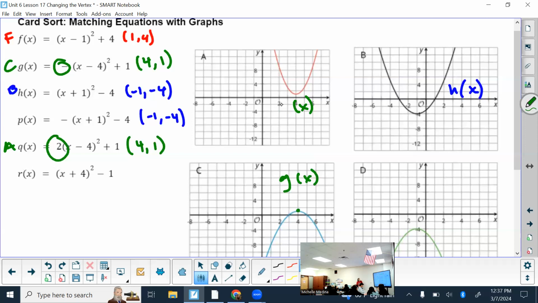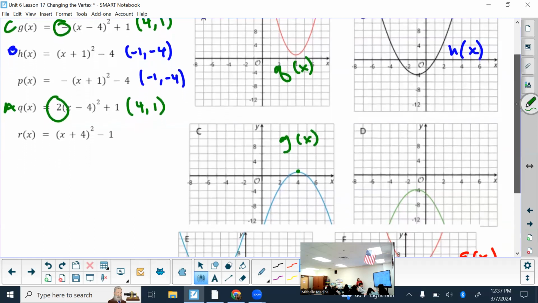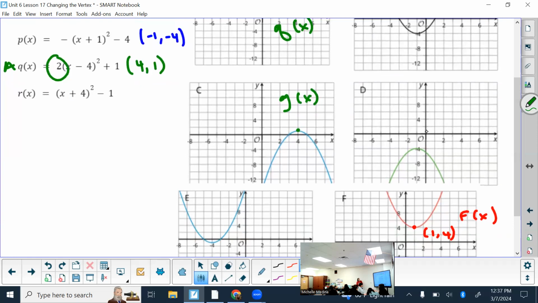Okay. So then table 4, tell me which one goes with P of x. Graph D, so let's see, it is at -1, -4, and it opens downward, so that is a correct match. P of x goes with graph D. So then process of elimination, R of x goes with graph E. And that vertex is -4, -1. Does that make sense? Any questions?